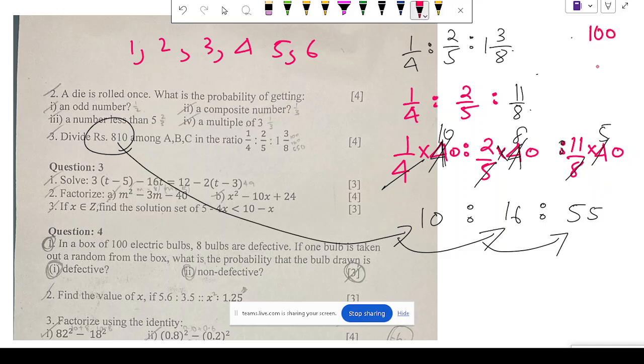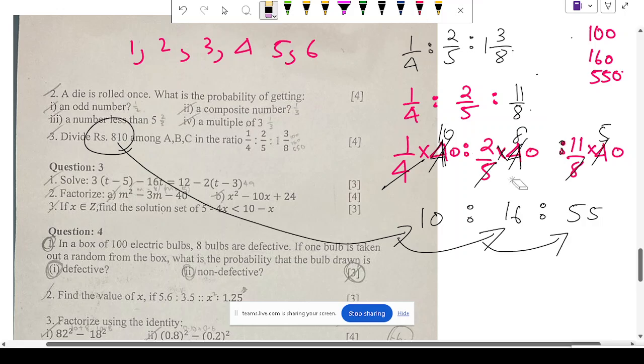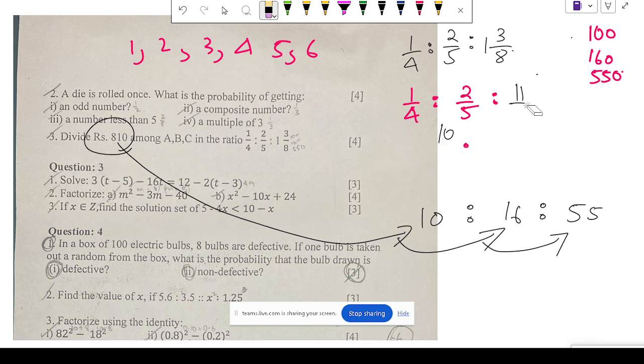100, 160, and 550. Is it 550? It looks like 650. I've written 550. Okay, let us check. These are the answers. So this is the ratio here. Now what do you do? What's the next step after getting the ratio?